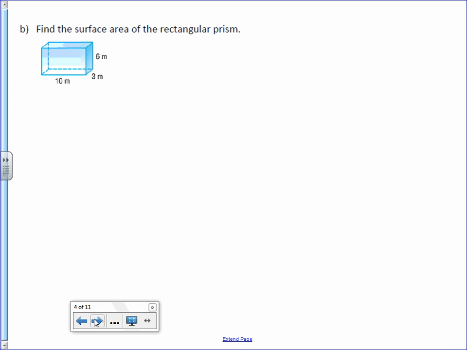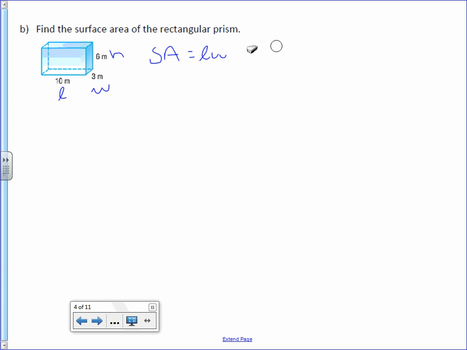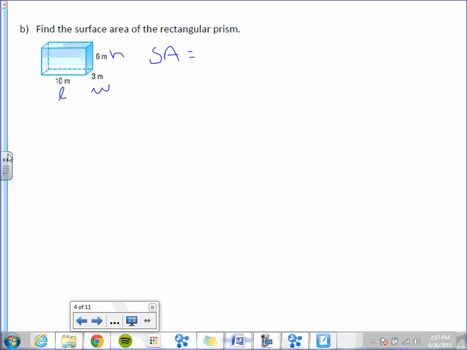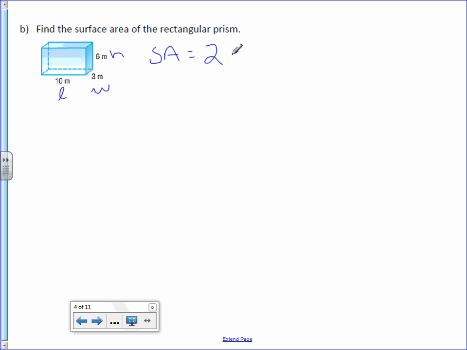Letter B. Again, I want to label length, width, and height, so it's easier when I plug it in. Surface area equals length times width plus length times height. Oh, I'm sorry, it's 2 length times width plus, let's fix that real quick. So 2 times length times width plus 2 times length times height plus 2 times width times height.